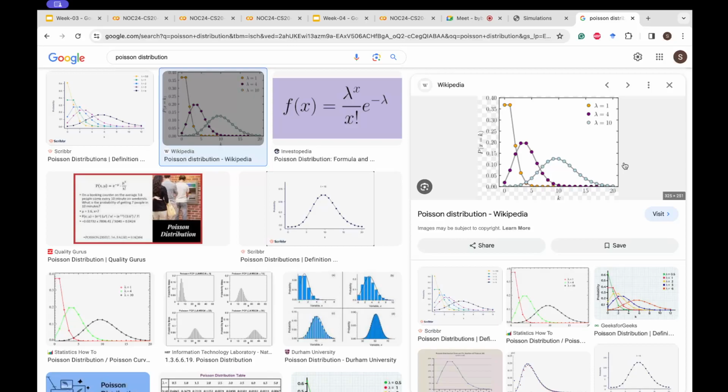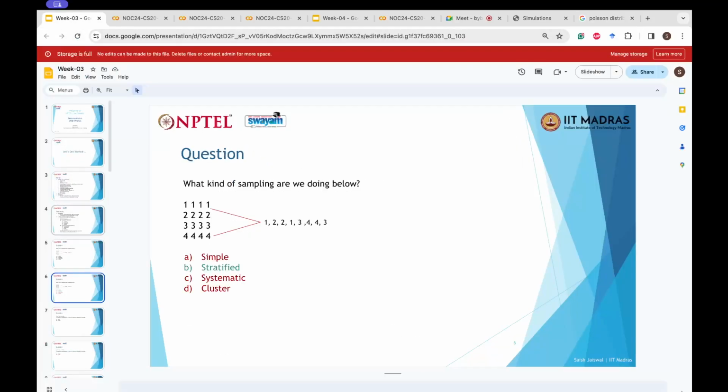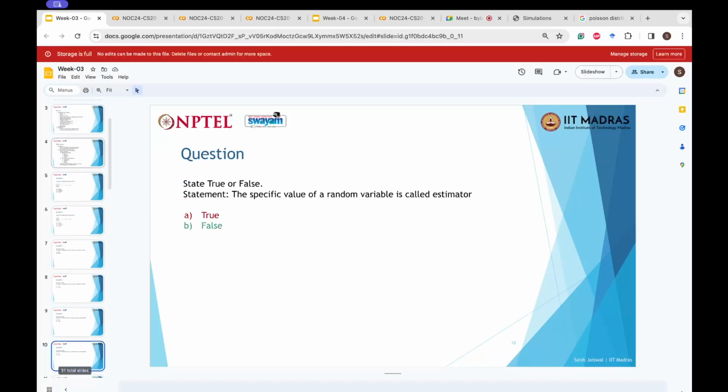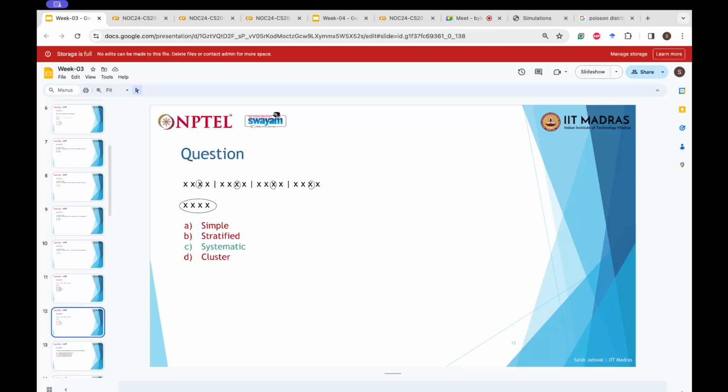We'll see one example of Poisson distribution, so that it is clear to you when to apply it. Let us see the example, and I'll take that question and show you that it belongs to Poisson distribution and not to the binomial distribution.